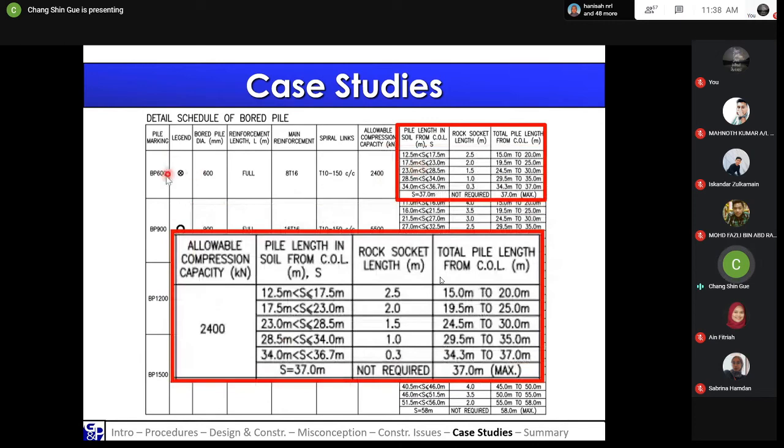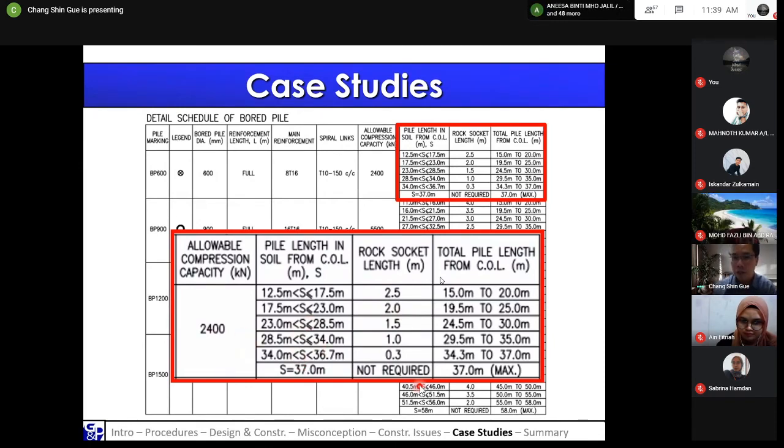So for a 600 millimeter diameter pile with an allowable capacity of 2,400 kilonewtons, based on the calculation from various boreholes that you have, you can summarize it in a range like this. So let's say if you go through the soil and you have the soil before rock, it's about 12.5 to 17.5, then you need another 2.5 into rock in order to achieve 2,400 kilonewtons. So in some areas maybe you need longer soil, so you have a shorter rock socket length, and if you go deep enough where the shaft already has sufficient capacity to achieve 2,400, then you do not need the rock.